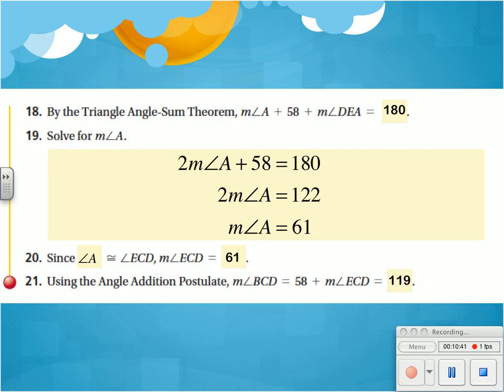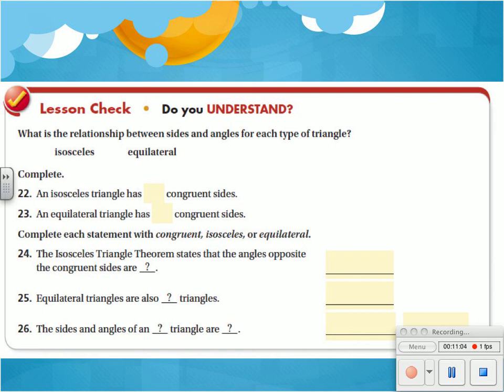So let's quickly do our lesson check. It's a basic lesson: what do you do when you have isosceles triangles and equilateral triangles. We do a lot of problems with algebra with these types of problems, and the theorems are pretty basic. So what is the relationship between sides and angles for isosceles triangles and equilateral triangles? Remember that an isosceles triangle has 2 congruent sides, while an equilateral triangle has 3 congruent sides. The isosceles triangle theorem states that the angles opposite the congruent sides are also congruent.